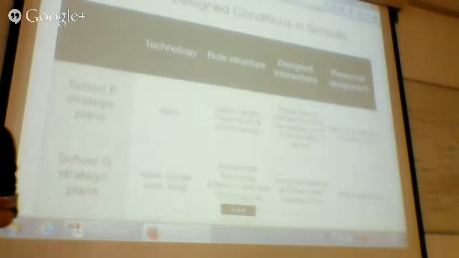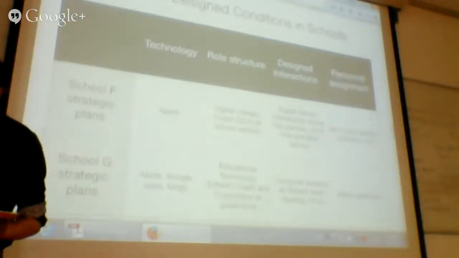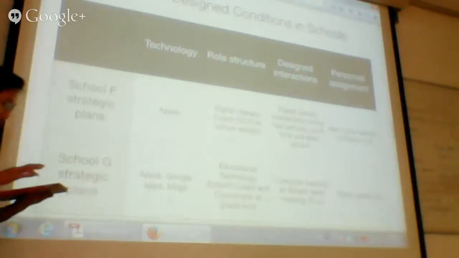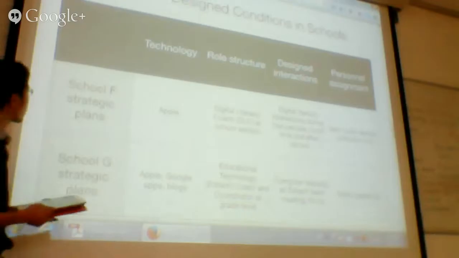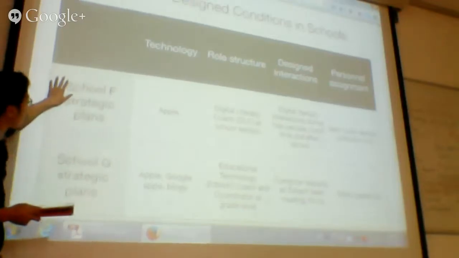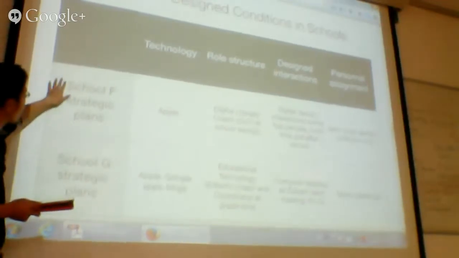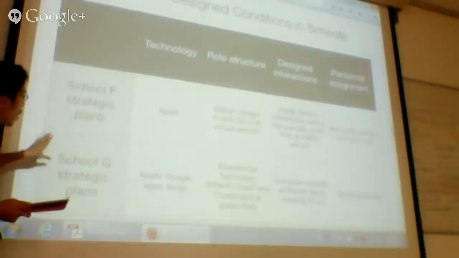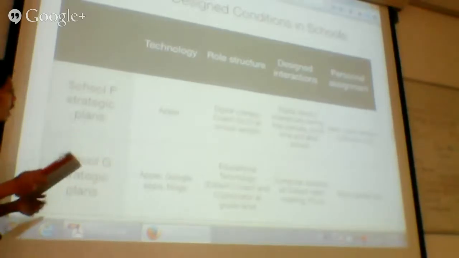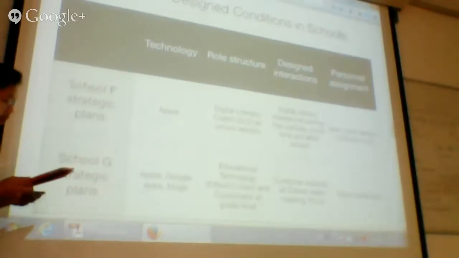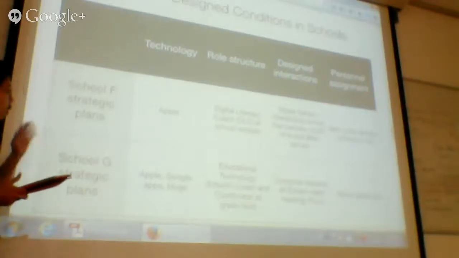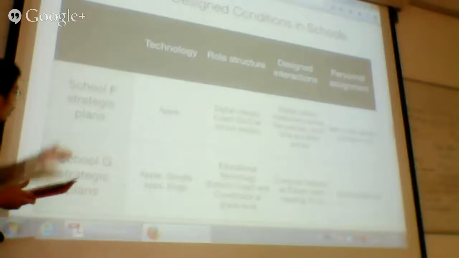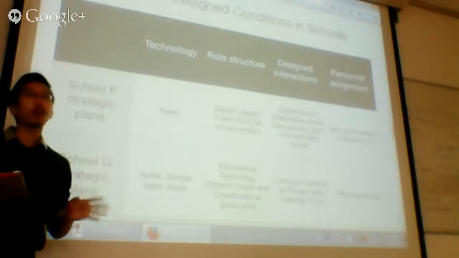Okay. So now we're going to take a look at some of the findings of these cases. So now I'm going to take a look at the school level conditions for School F, one of the largest and most prestigious private international schools in Singapore, and School G, another one of the largest and most prestigious private international schools in Singapore. And there are a few things I want to point out about their conditions, and particularly their structures and designed interactions. One is both actually had strategic plans for technology integration in their school.